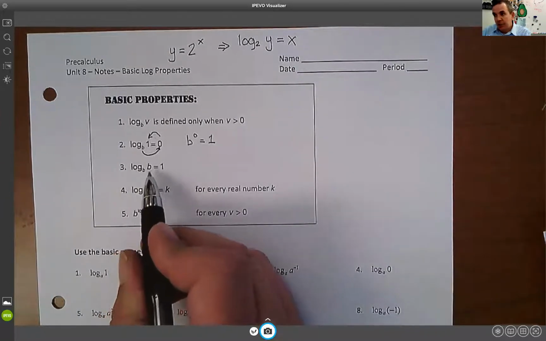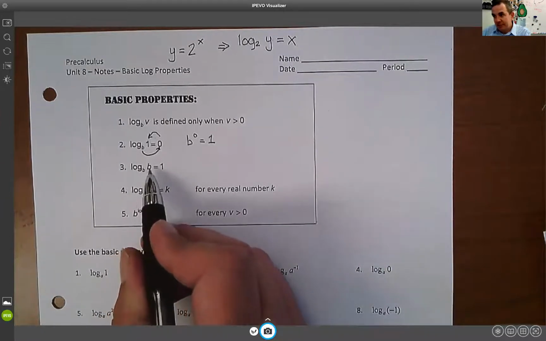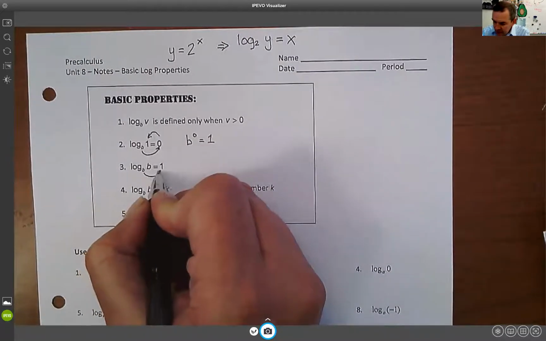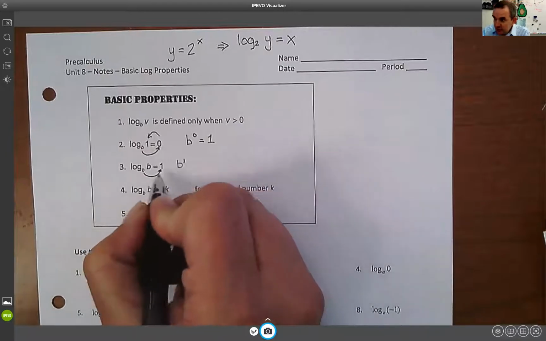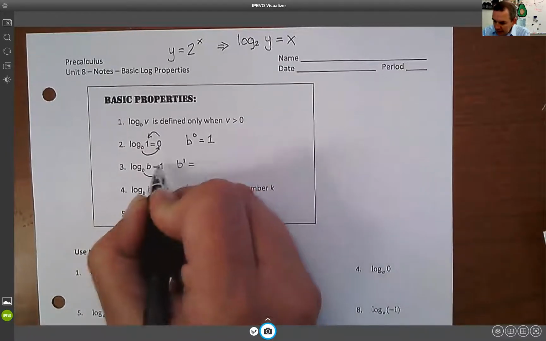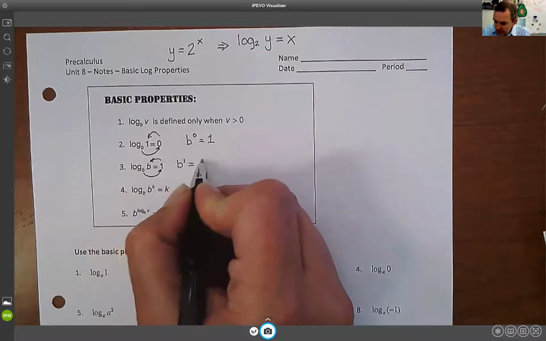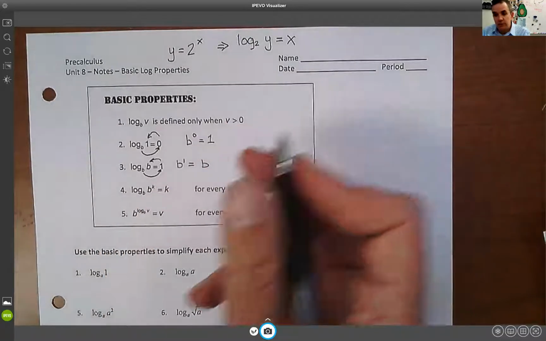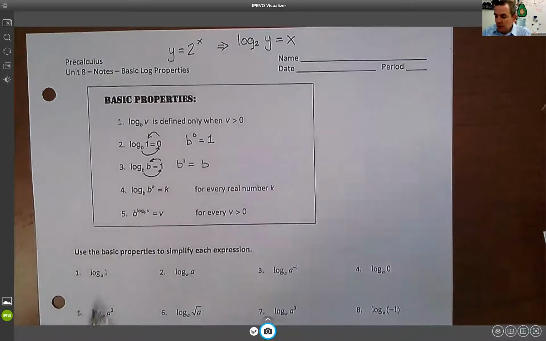The next one is log base b of b, with the same bases. It's going to equal 1. Using that same logic, b to the first power equals b, because we're working our way back around. Anything to the first power is equal to itself, so 2 to the first is 2, 3 to the first is 3, and so on.